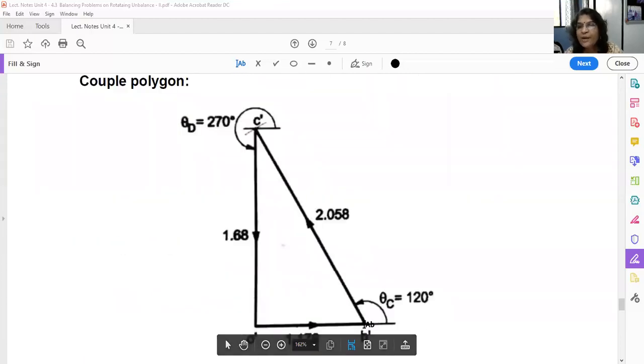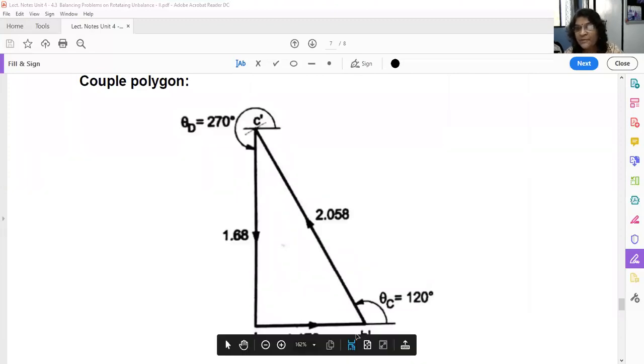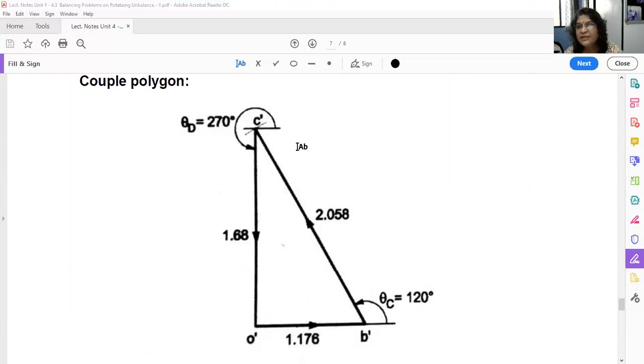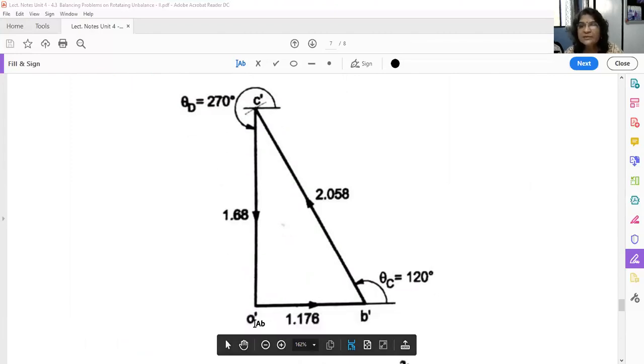So in your compass, take the distance 2.058 divided by scale, of course. Keep one leg here of the compass, and from the other leg you mark this arc. On this arc somewhere point C dash will be there, which is at a distance 2.058 upon scale at this distance. Then in your compass, take the distance 1.68.